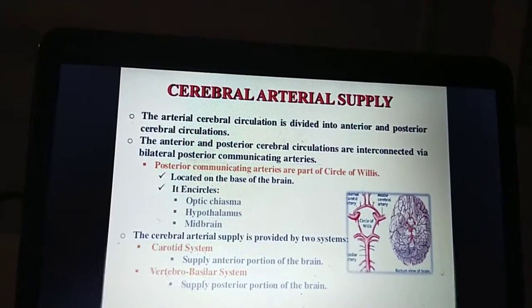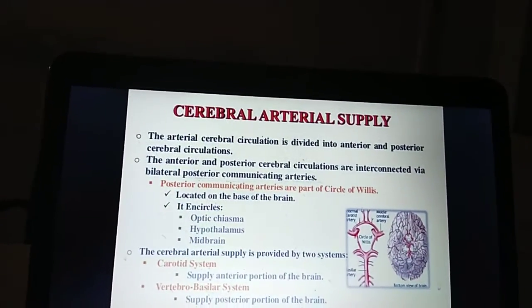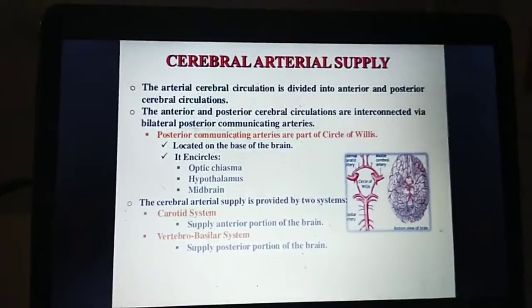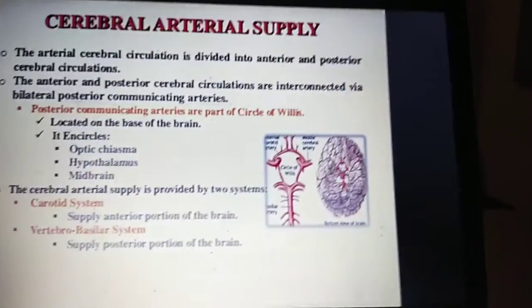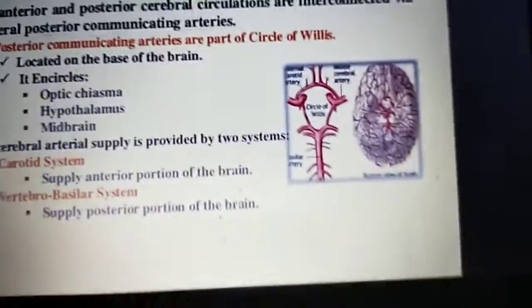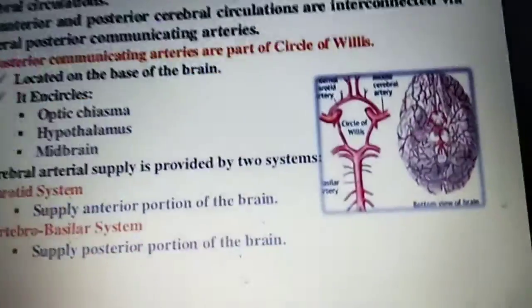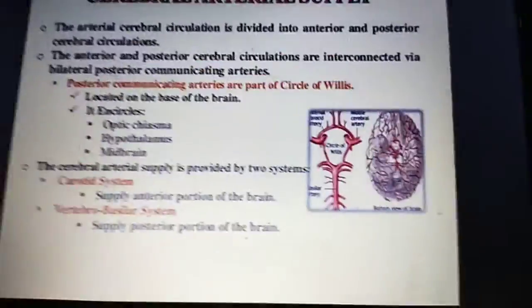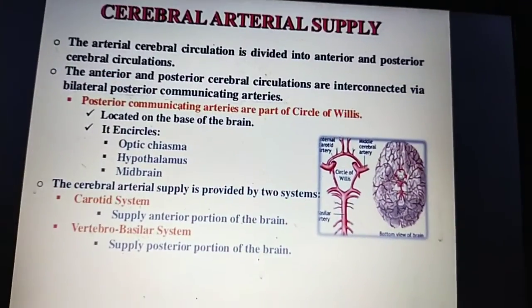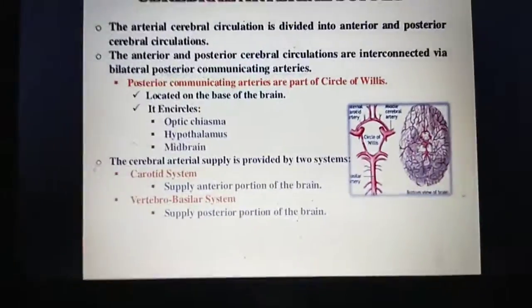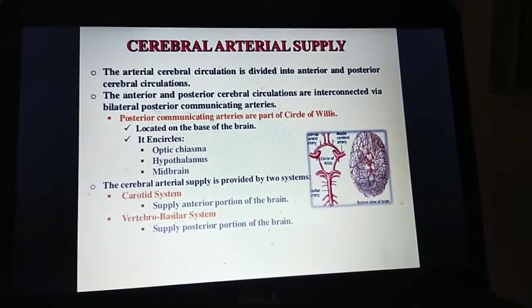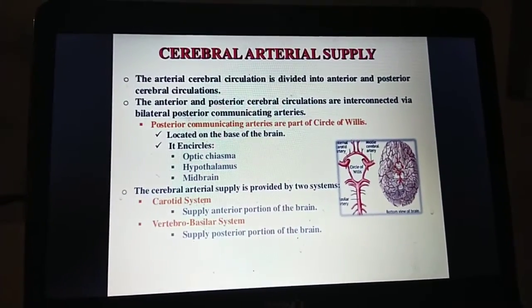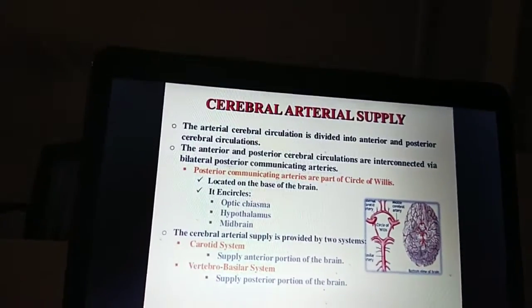Cerebral arterial supply is mainly by the circle of Willis. This is very important. The whole brain, most of the brain or the base of the brain, is supplied by the cerebral arteries, mainly by the circle of Willis.